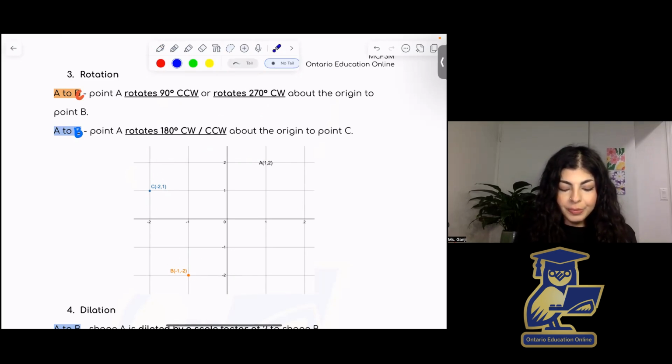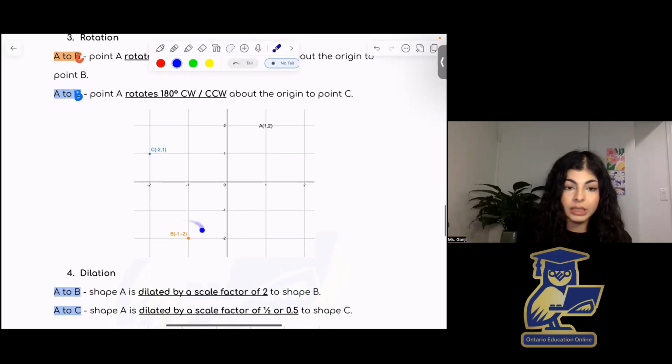And point B, the key thing here is when you're rotating 180 degrees, it actually doesn't matter if you go clockwise or counterclockwise because you're still going to be going the same distance and you'll end up at the same point. So you can just say rotate 180 degrees and these two will fall in line as well.